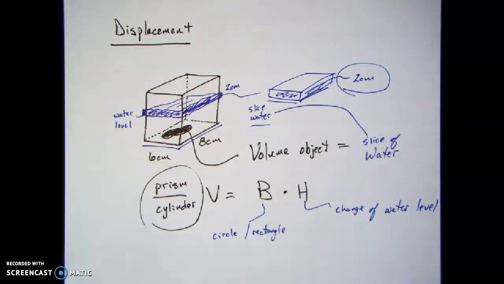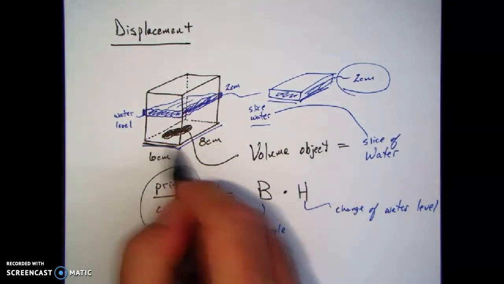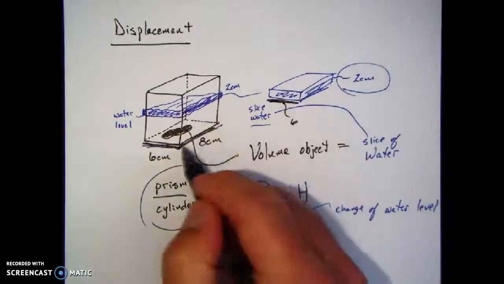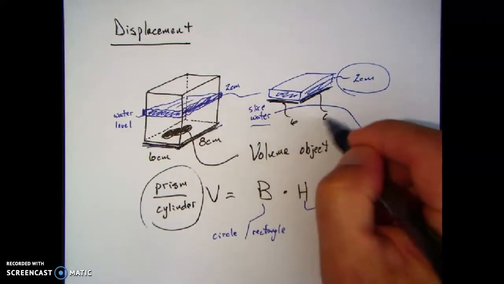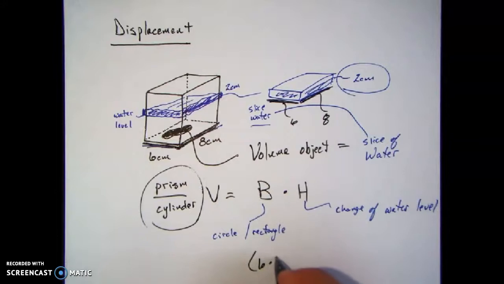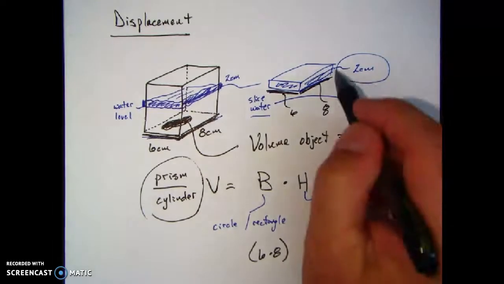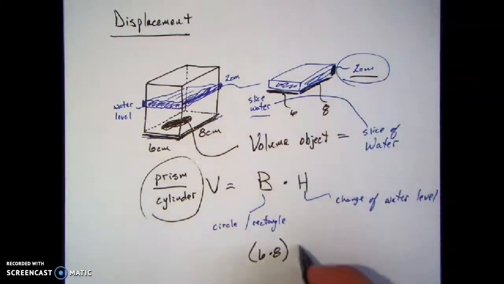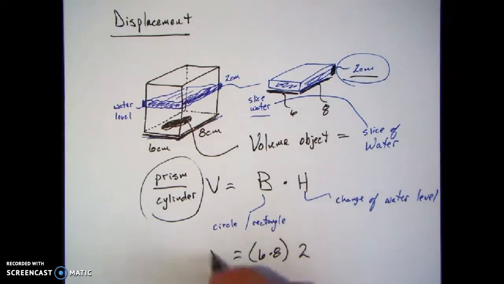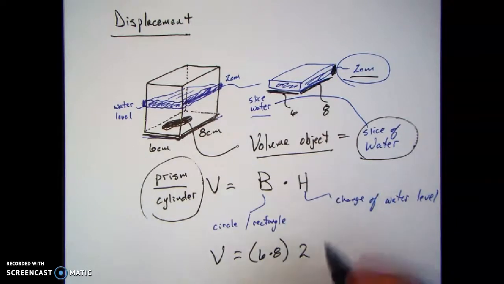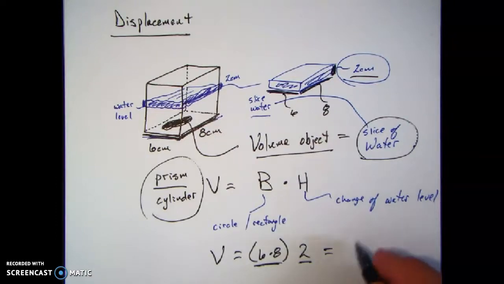So, to our example, our base in a rectangular prism, the 6 here, that's our 6 right here, and the 8 right here, that's our 8 right here. So the area of the base we would find by taking 6 times 8. And as far as the height, that was the change in our water level of 2 centimeters. So when we're talking about the volume of that object, or the volume of that slice of water, this would be how we'd find it. We'd take the area of the base times the height. So we would get a grand total of 96 centimeters cubed.